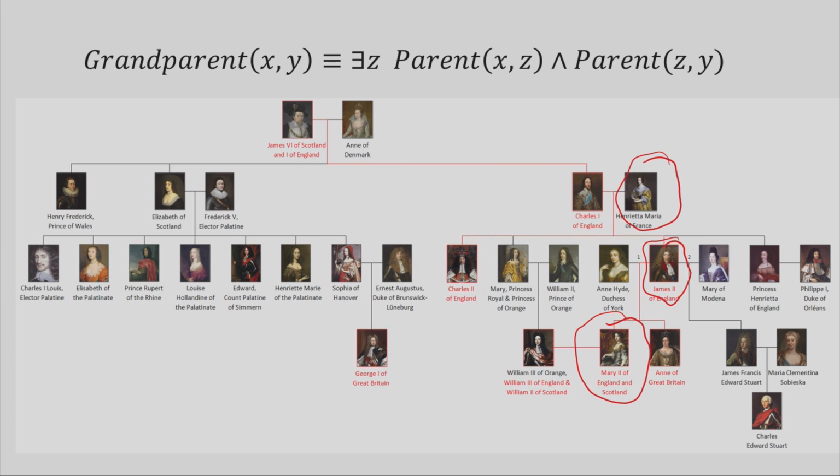So for example, if you look at George the First, well, he doesn't even have children, let alone grandchildren. There is nobody that he is a parent of. So the first part of our formula, parent XZ, would already be false. So that's not a grandparent.